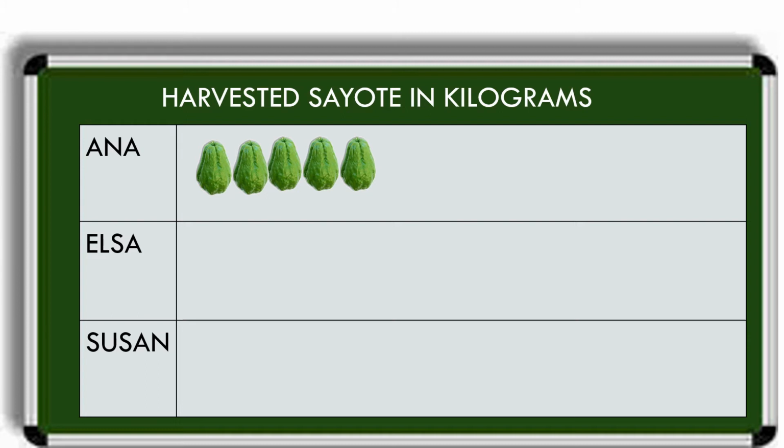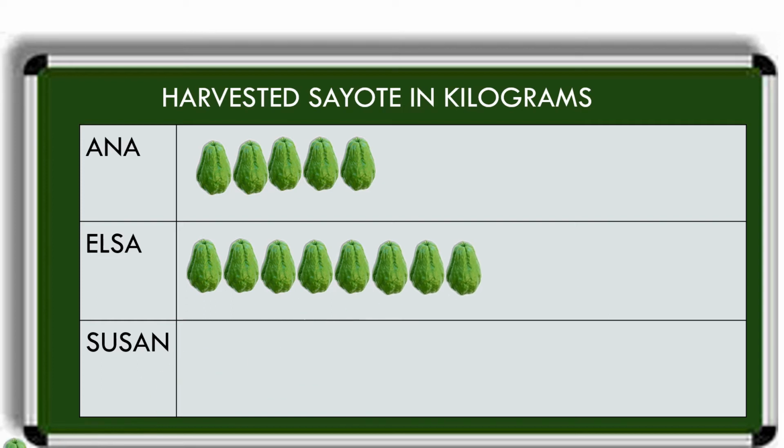How many kilos of sayote were harvested by Elsa? Elsa harvested 10 kilos of sayote. And how did we get the answer? We counted the sayote one by one. How many kilos of sayote were harvested by Susan?